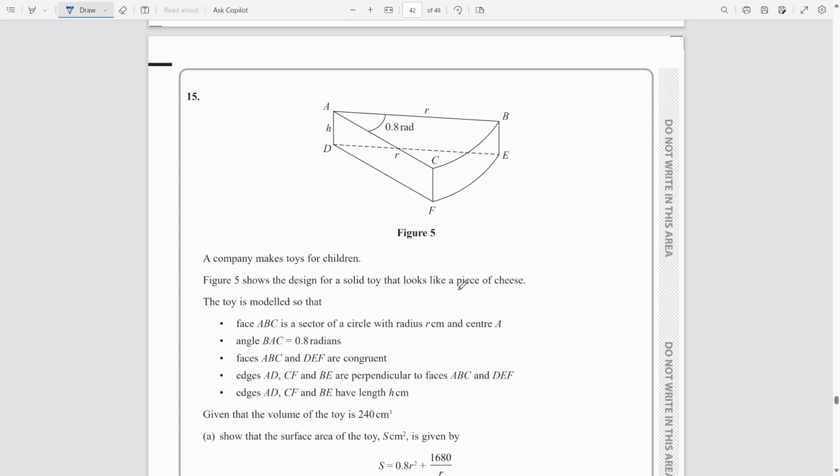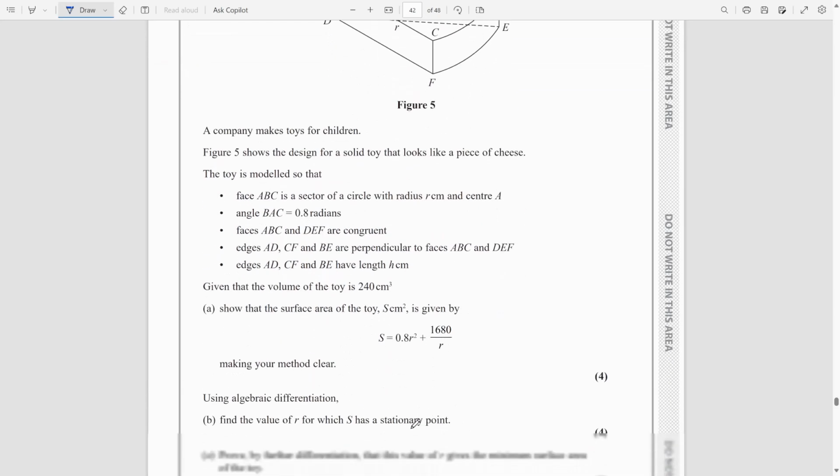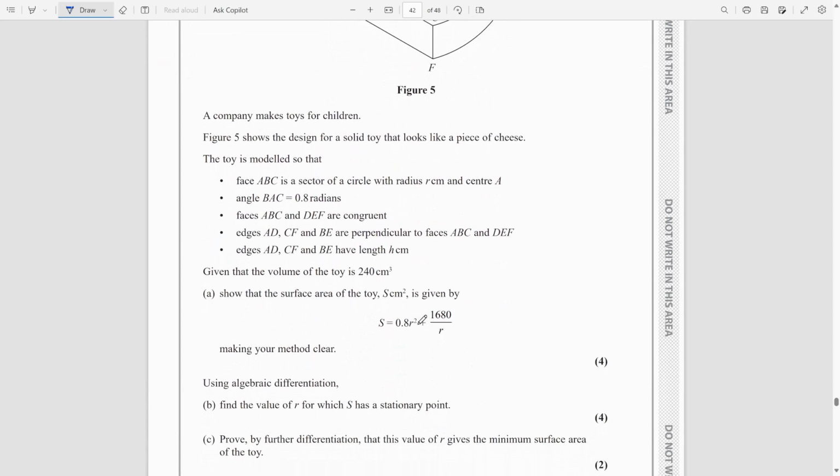So what is that? That's just the top face and the bottom face. So it is a prism, and edges AD, CF, BE are perpendicular. Okay, so it's just a normal, well-behaved prism. Edges AD, CF, and BE have a length of h, for height, I guess. Given that the volume of the toy is 240 centimetres cubed, show that the surface area is that. Okay, so we're going to need to basically find an expression for surface area in terms only of r.